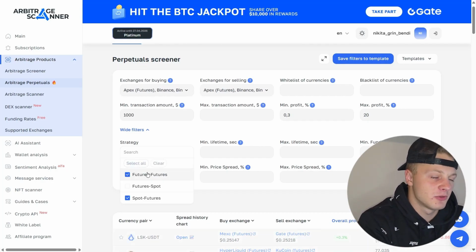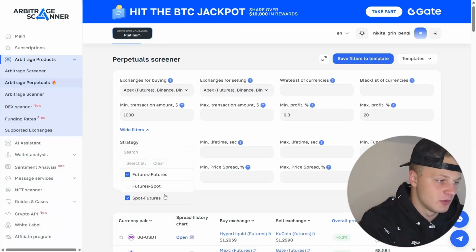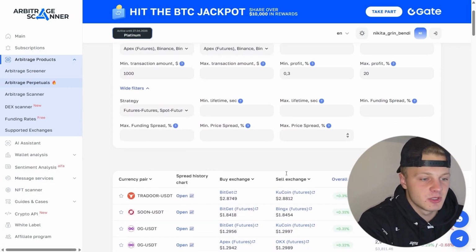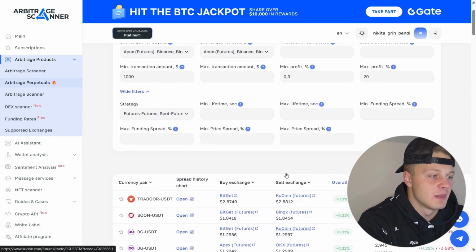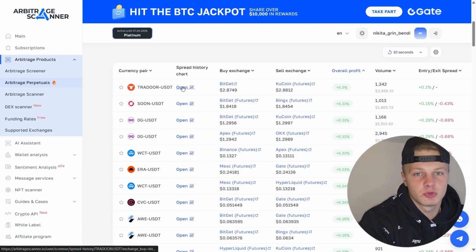There is futures plus futures, which we're talking about today, spot plus futures, which we discussed in the previous video, you can check that out, and there's also futures spot. So there are different types of strategies. You can also set the minimum and maximum lifespan, adjust spreads, funding rates, all of that can be configured here. And below there's a convenient table displaying the spreads, showing the token, and you can view the spread history.